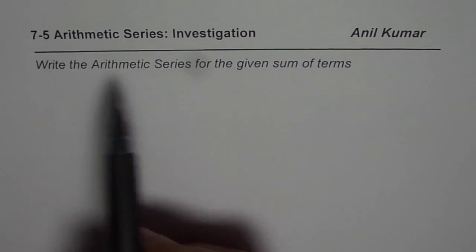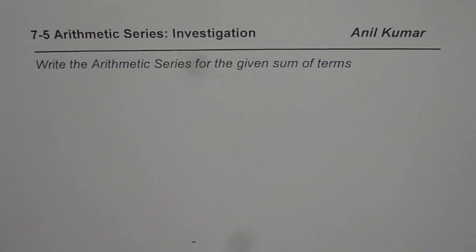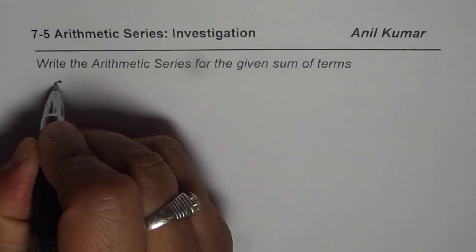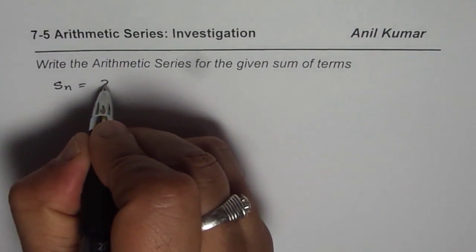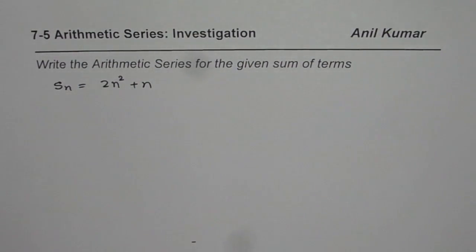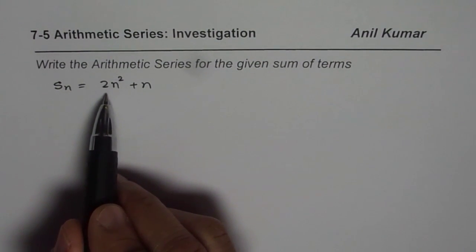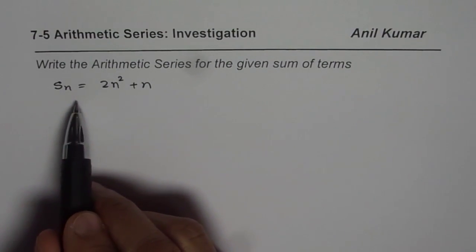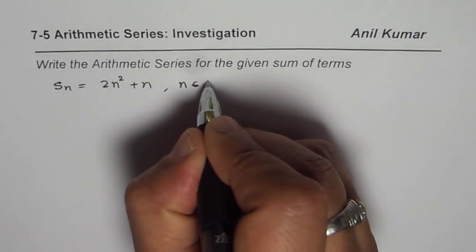The question in general will be: write the arithmetic series for the given sum of terms. So let us take an example. Let us say Sn represents the sum of n terms. You could write anything to start with. So let us say that you are given the sum of the first n terms, the partial sum of the whole series, is 2n square plus n, where n belongs to natural numbers.